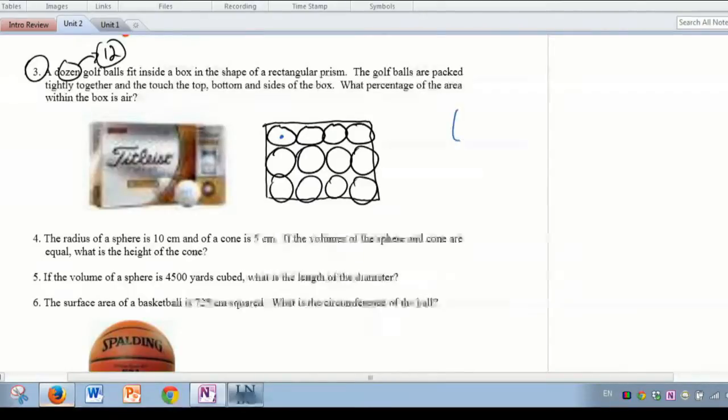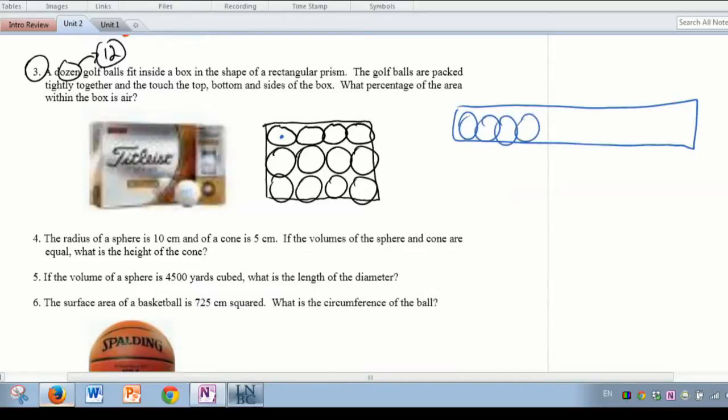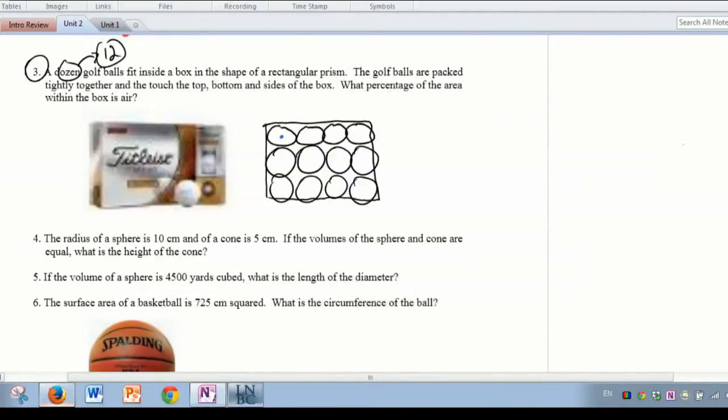It doesn't matter how you've drawn your box. You could have had 12 golf balls and it could have been one high sort of thing. So you could have drawn it that way, or you could have drawn it the way I drew it, or any combination of 12 that you can get. So I've chosen to go 4 by 3, which is going to give us the 12.